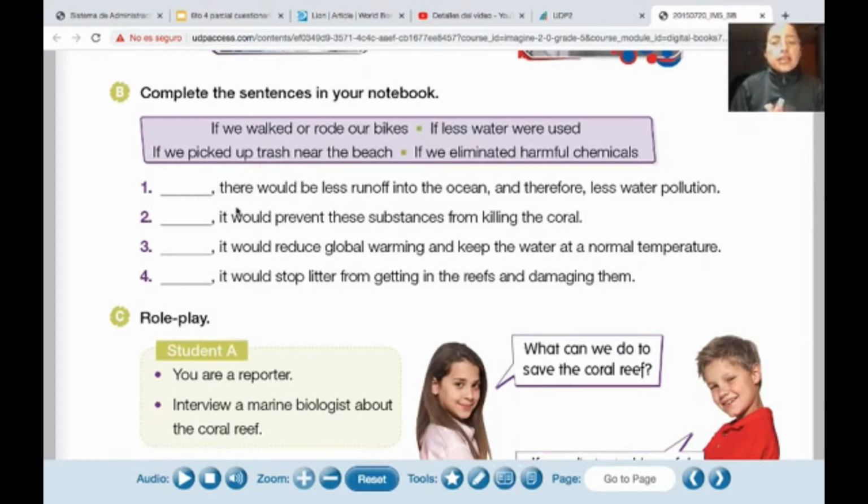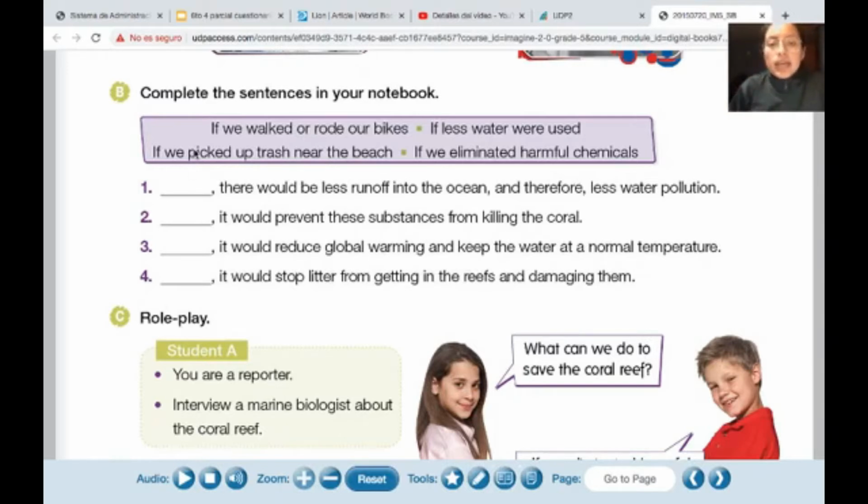Excellent. Now, let's start. I will help you with this part, okay? Listen carefully to see which of these sentences you have to join with this part. Listen and pay attention. Let's start with number 1. Listen and complete. This you can do in your notebook, because we do not have much space here.